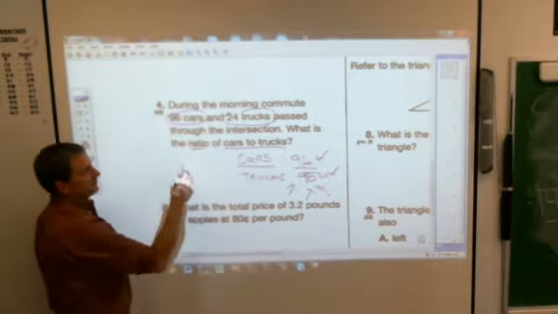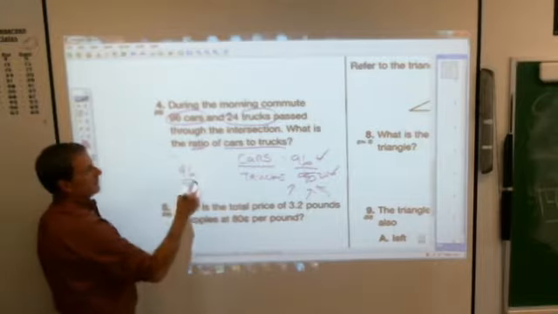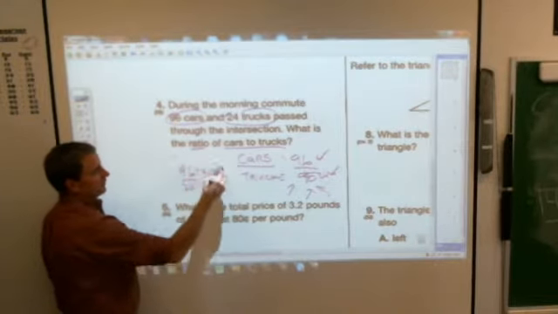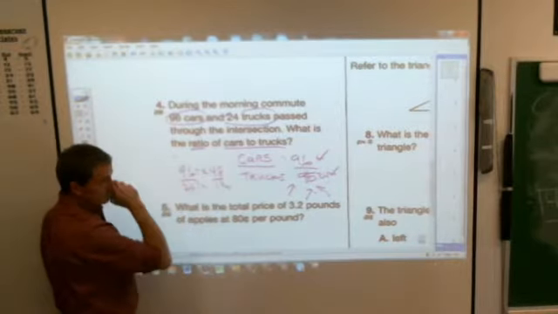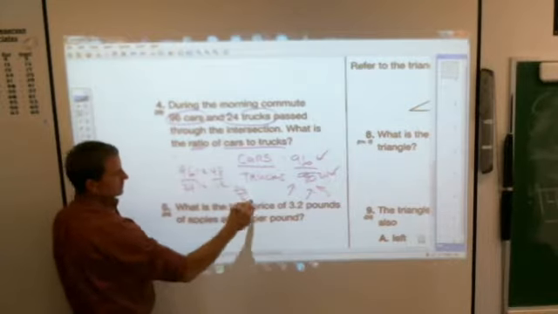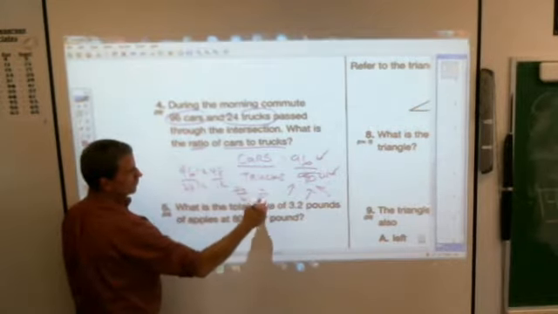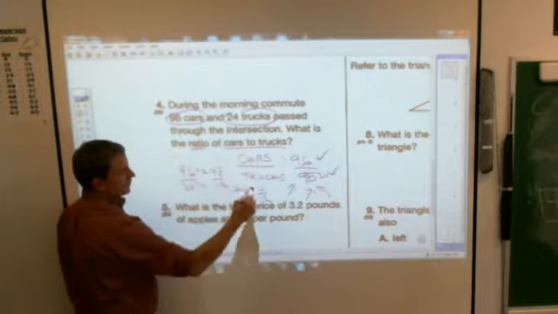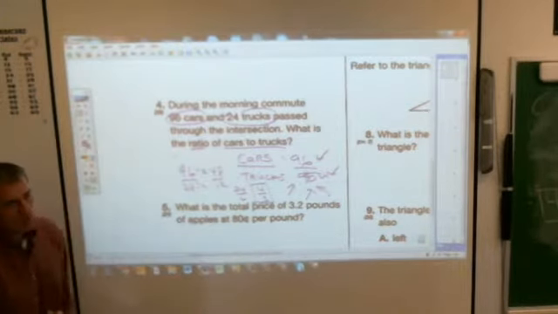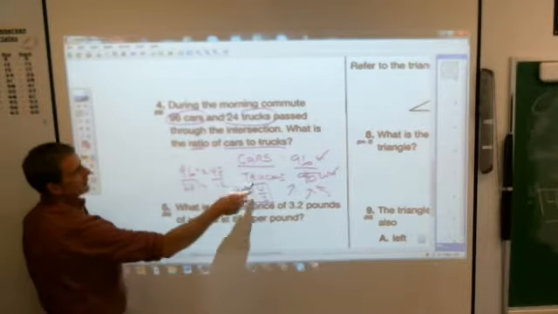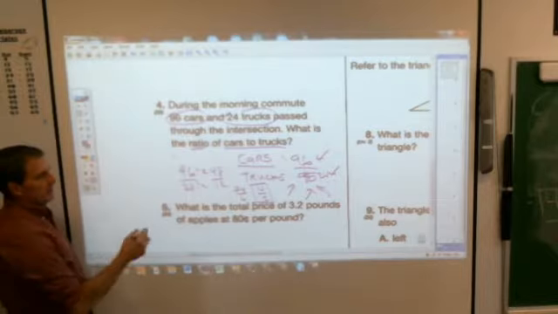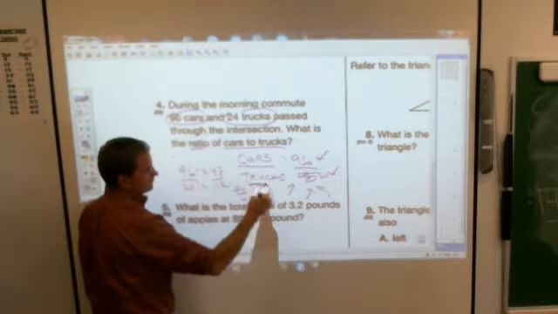You just need to reduce it. 96 over 24. I suppose you can cut them both in half and get 48 over 12. Cut them both in half again, get 24 over 6. 6 goes into both of them, you get 4 over 1. And remember with ratios, you can leave them as improper fractions as long as they are reduced all the way. There are 4 cars for every single truck. That's what that says there. This is your ratio.